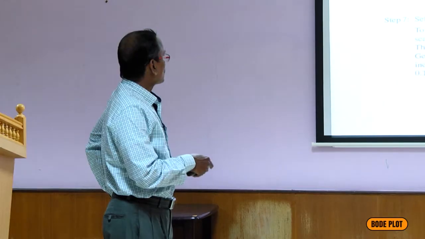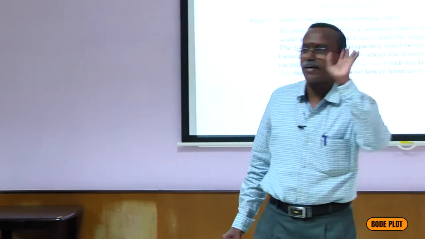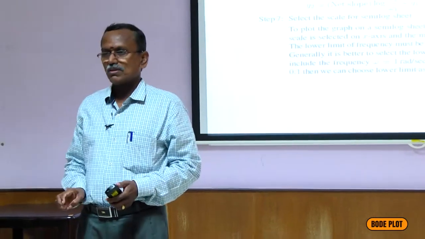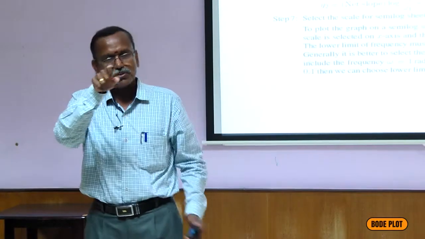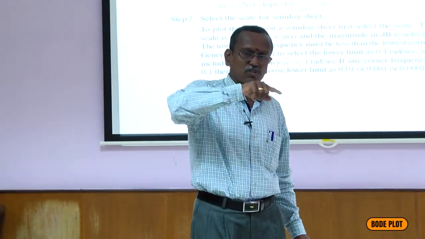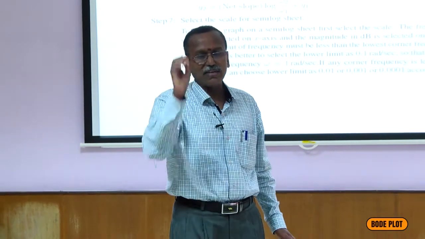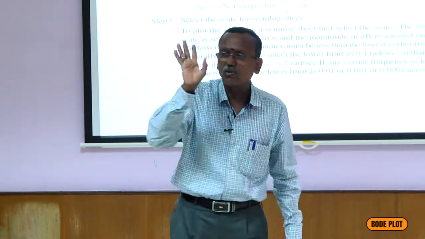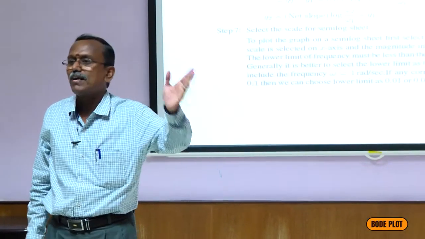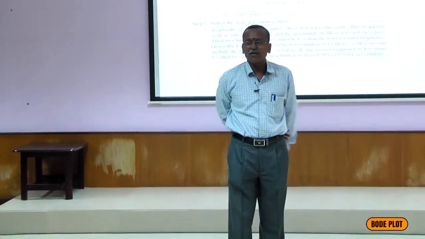Next, we have to select the scale for the semi-log sheet. All Bode plots will include omega equal to 1, because for 1 by s it is passing through 0 dB at omega equal to 1. For numerator s, it is also passing through 0 dB; its magnitude is 0 dB at omega equal to 1. So the Bode plot should always include omega equal to 1. That's why we have to start the Bode plot from 0.1.